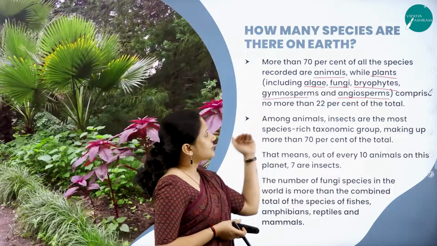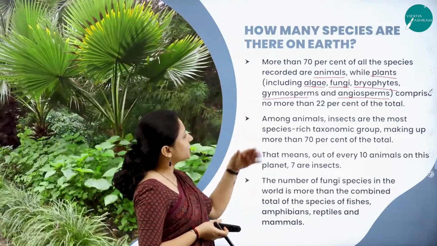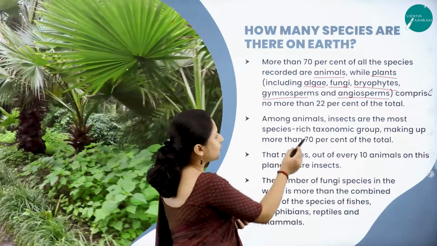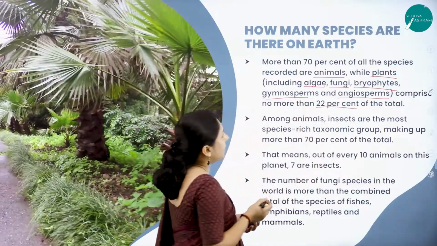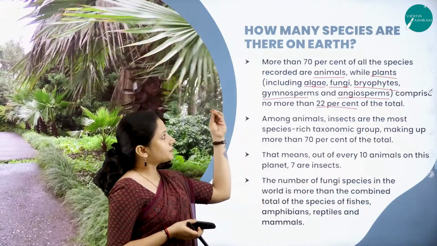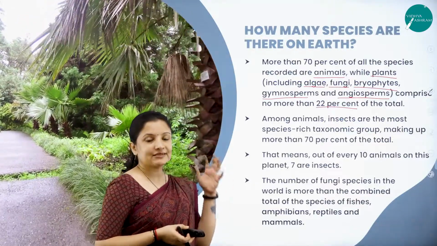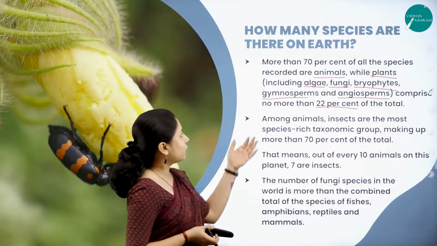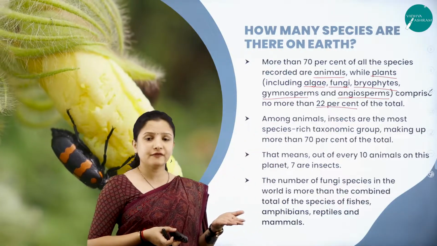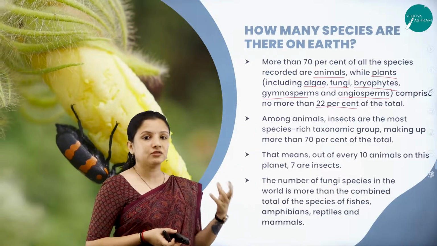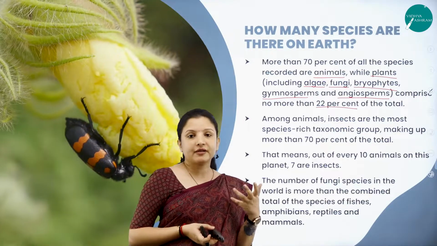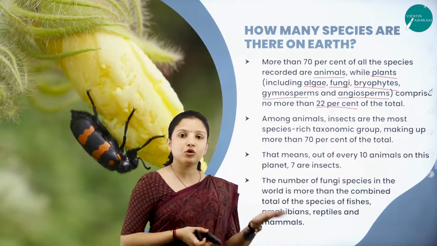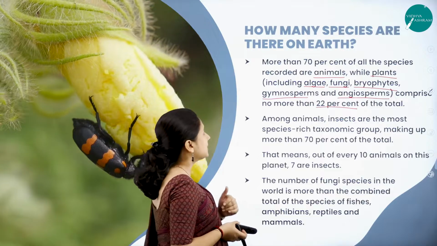These plants comprise no more than 22% of the total. It is said that of all the species recorded, 70% are animals and only 22% are plants. Therefore, the different types of animal species are more when compared to that of the plant species.